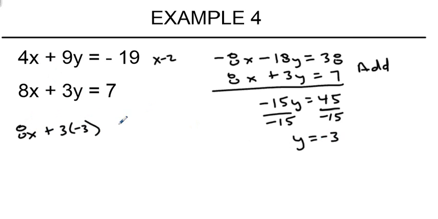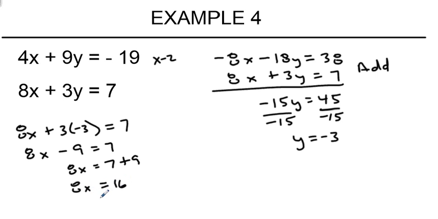Remember, when you substitute, you place it in brackets. All right, so I have my 8x minus 9 equals 7. So 8x equals 7 plus 9. Remember, when it switches sides, it switches its sign. So 8x equals 16. Divide by the number in front of the variable. And so x equals 2. So our solution then would be 2 and -3.